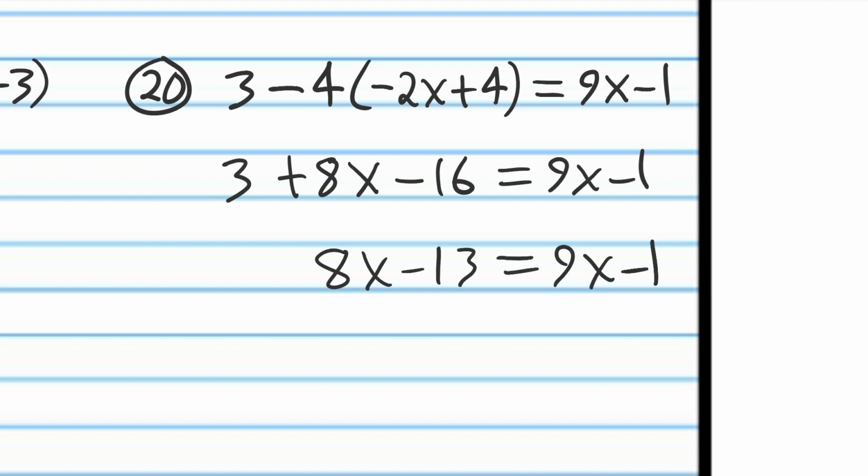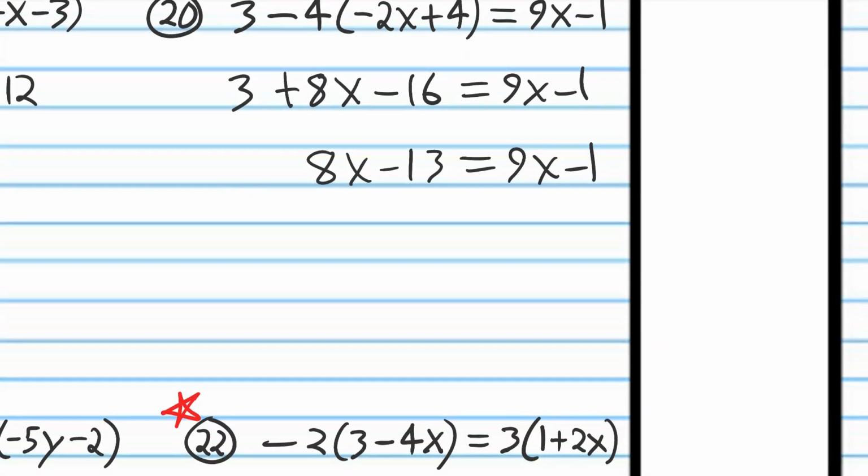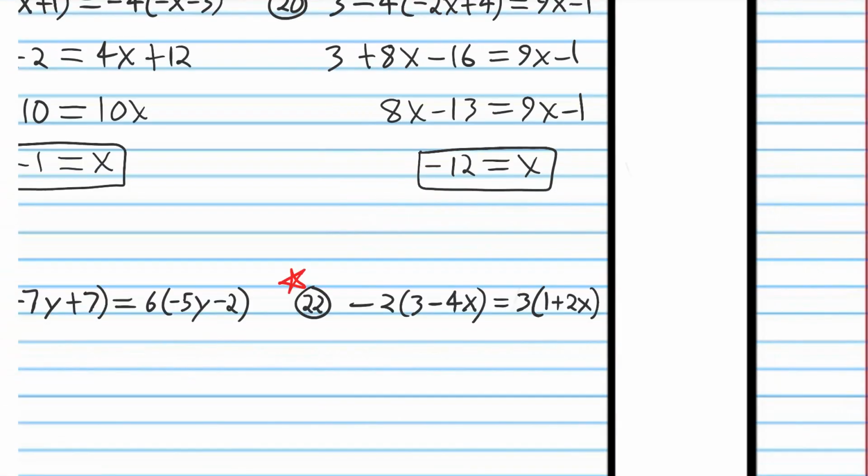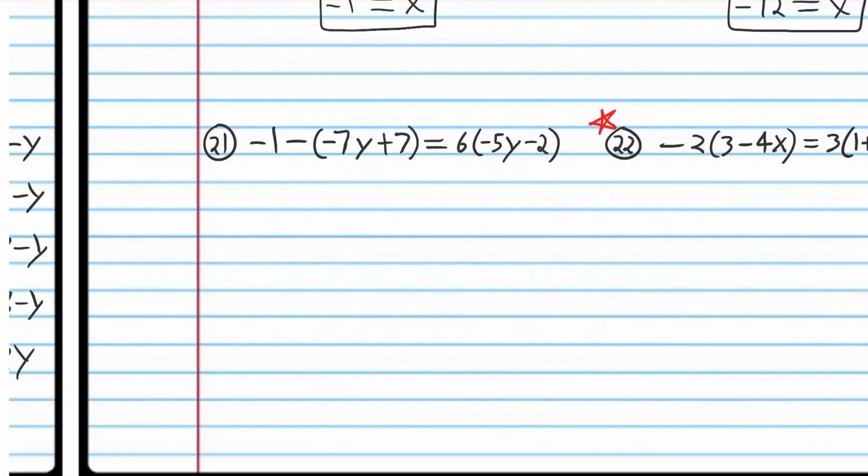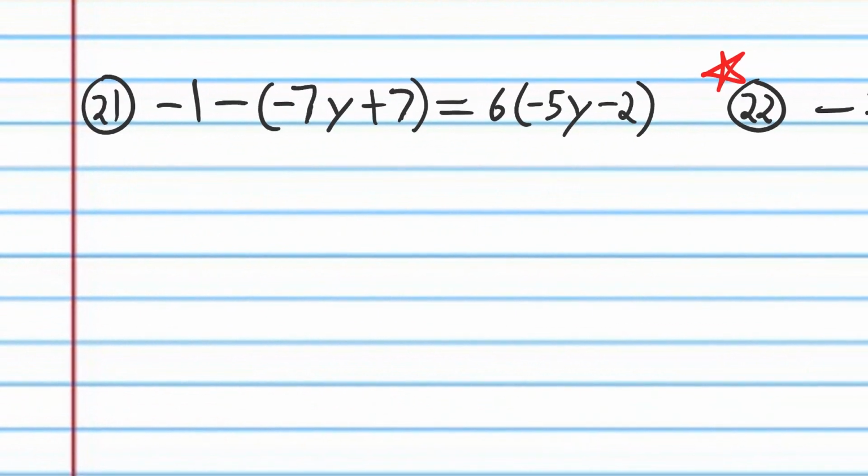I simplified the left side of the equation. Subtract 8x from both sides, add 1 to both sides, and we get negative 12. So if you got negative 12, good job. All right, let's try another one of these. Go ahead and attempt 21, and when you come back, we'll do it together.